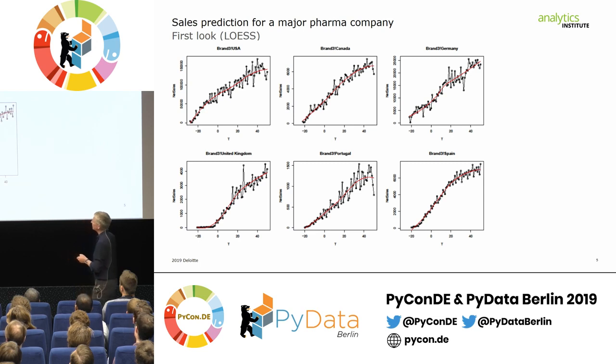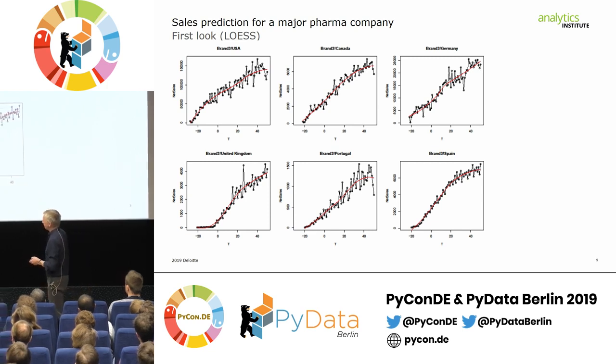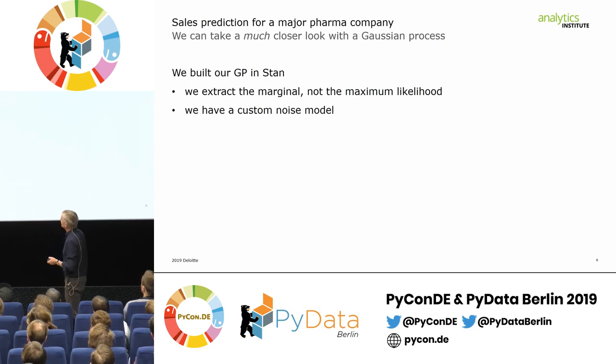Down here, they're probably selling 10 units. They've introduced it into the market. And then as they sell more and more stuff, the noise from month to month gets greater. So lowess is kind of the baseline standard, but we can do a lot better than that.